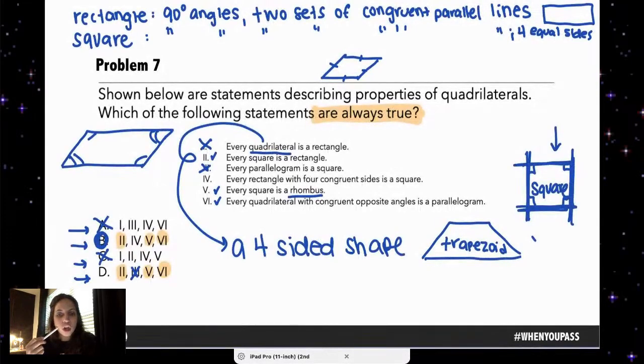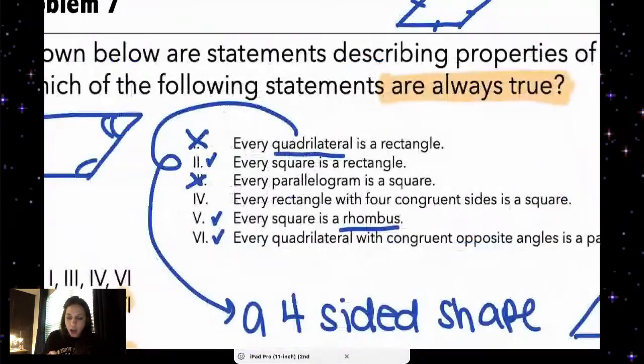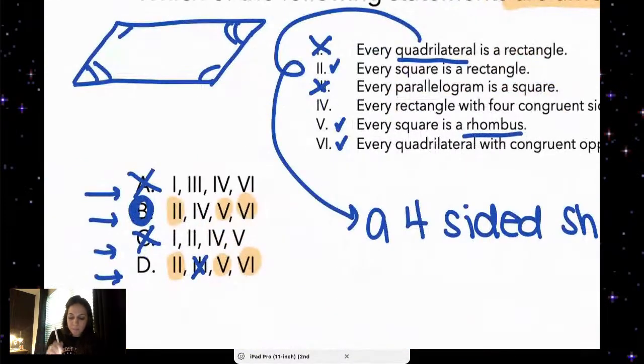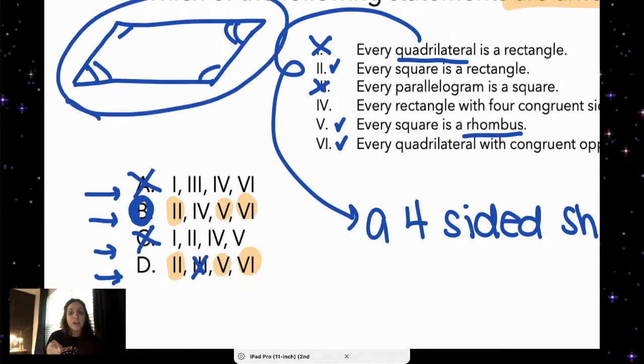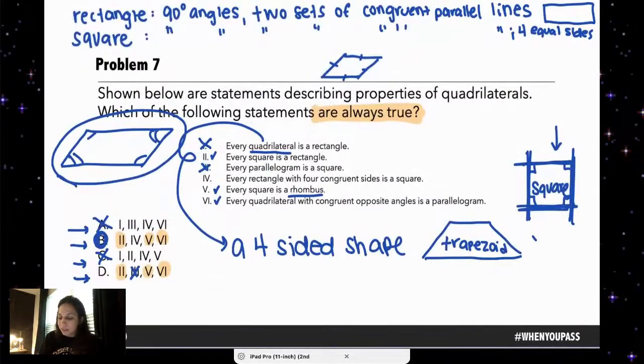Why is 3 correct? 3 is not correct. 3 is not always true, which is why I crossed it off, which is why letter B is the correct answer, because I'm looking for choices that are always true. And 3 is not always true. Every parallelogram is not a square. We drew a parallelogram here that is not a square. I hope that makes sense. All right, back to my circle.